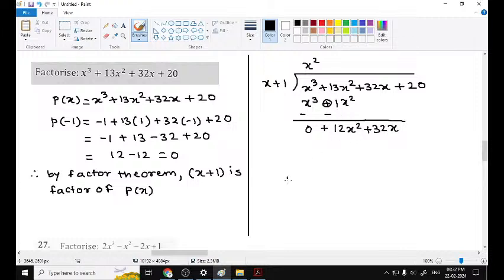Divide this first term by the term in the divisor. That gives us 12x. Multiply this 12x by both the terms in the divisor. So 12x square plus 12x. x square minus 12x square is 0. Ignore this sign. 32 minus 12 is 20x. Bigger number is positive, so the answer is positive.